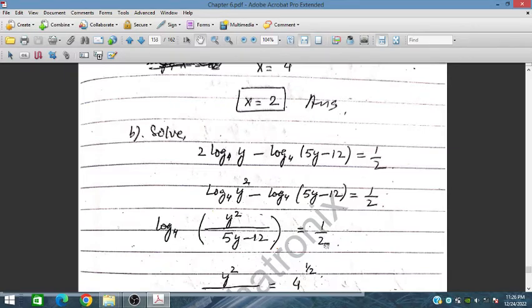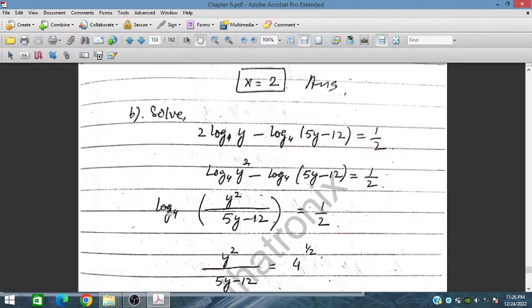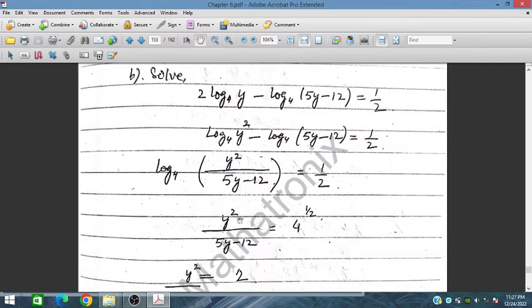1 over 2. So by taking 4 here in the denominator as a base and 4 power half, we can say it will be reciprocal, so it will be odd. If we take power 4 power this log, then 4 power half, same on both sides, so this becomes 1 and this becomes 4 power half. So this is y square 5y minus 12 and this is 2.